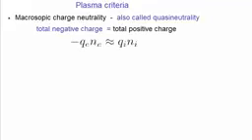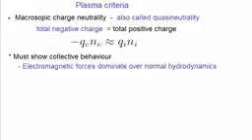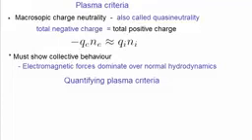This can be obtained by the following expression, where the left-hand expression is the total negative charge and the right-hand expression is the total positive charge. Plasmas must also show collective behavior. What does that mean? It just means that the electromagnetic forces in the plasma dominate over normal hydrodynamics you might get in a gas. So how do we quantify these criteria?